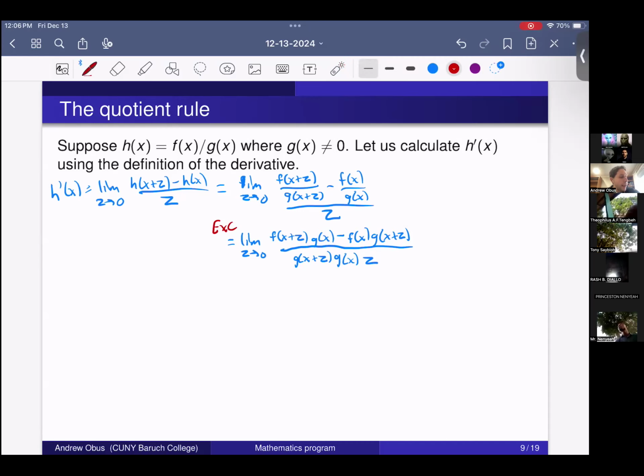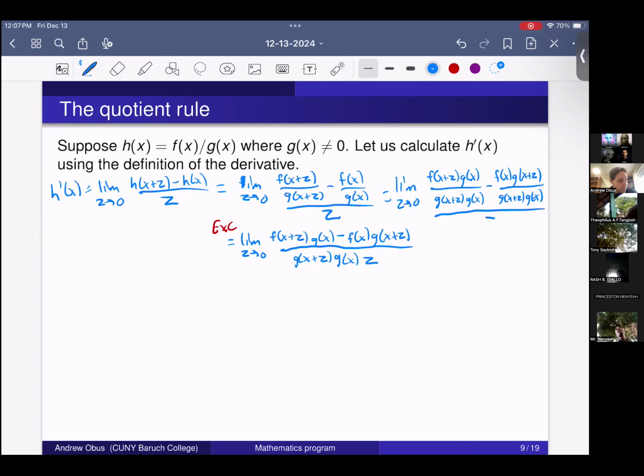I'll add an extra step here. So this is the limit as z approaches 0. Common denominator here would be f of x plus z times g of x over g of x plus z, g of x, minus f of x, g of x plus z over g of x plus z, g of x, and this whole thing over z, right?